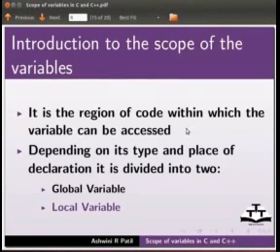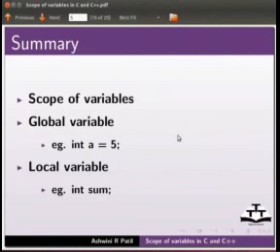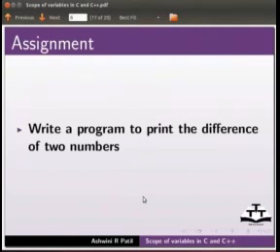Let us summarize. In this tutorial we learned scope of variables, global variable, example int A is equal to 5, and local variable, example int sum. As an assignment, write a program to print the difference of two numbers.